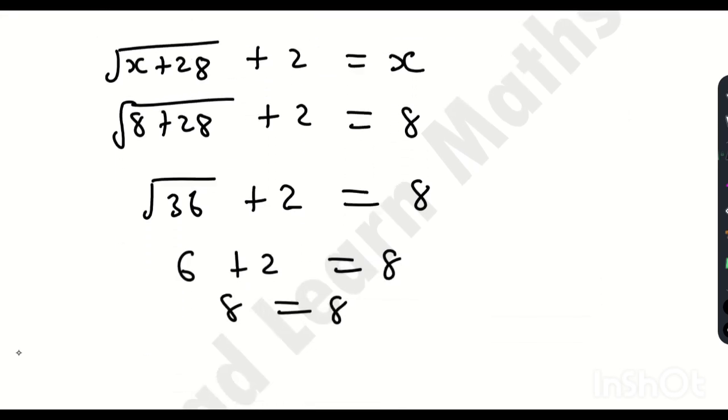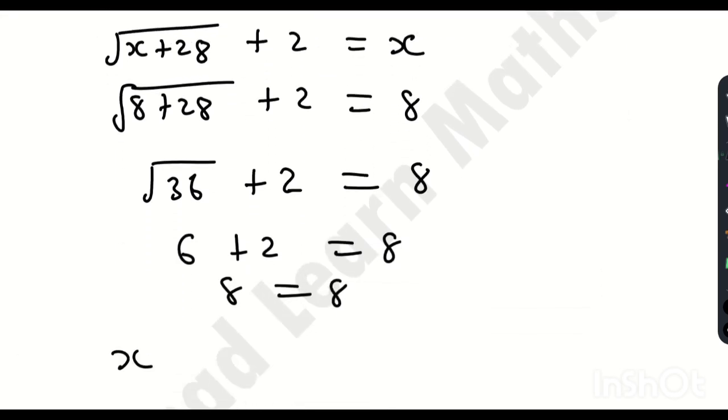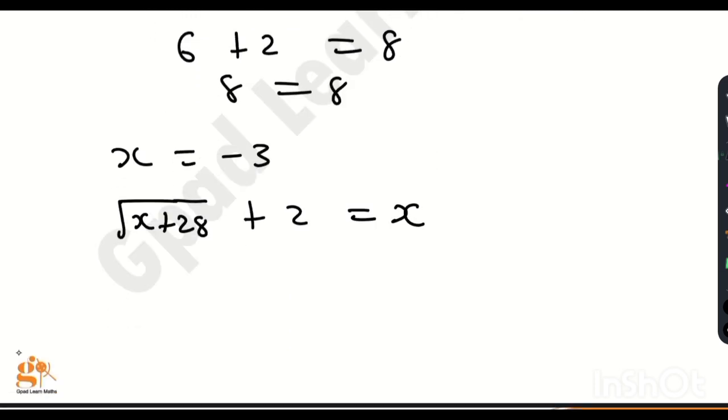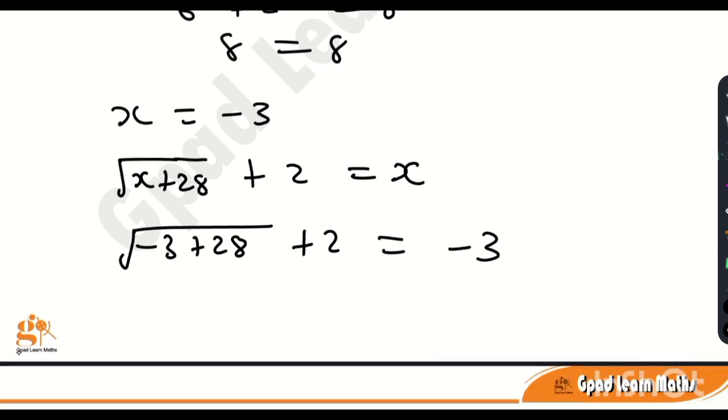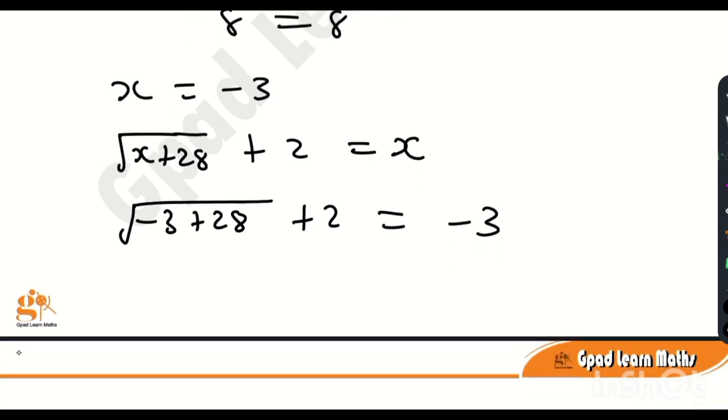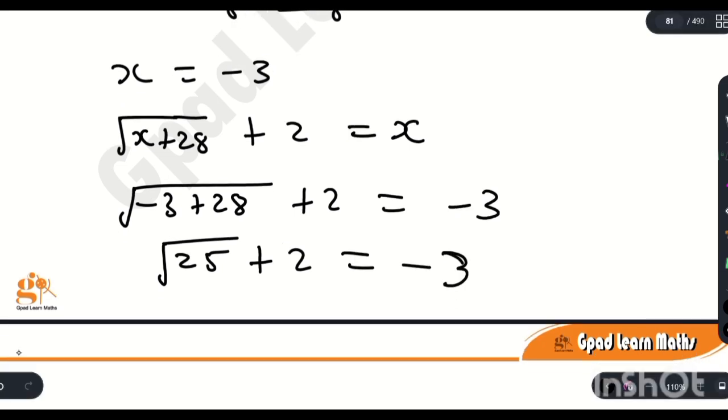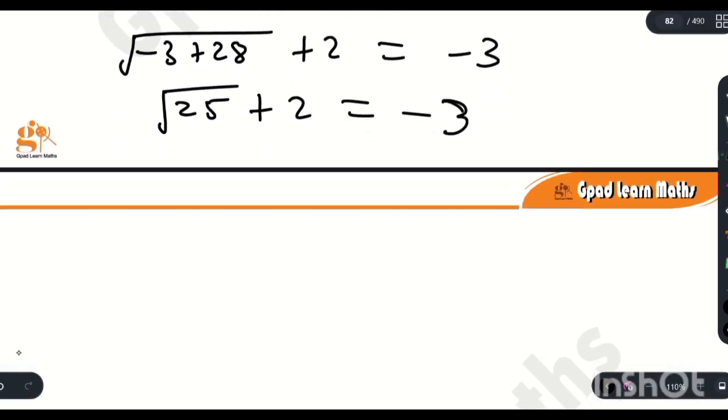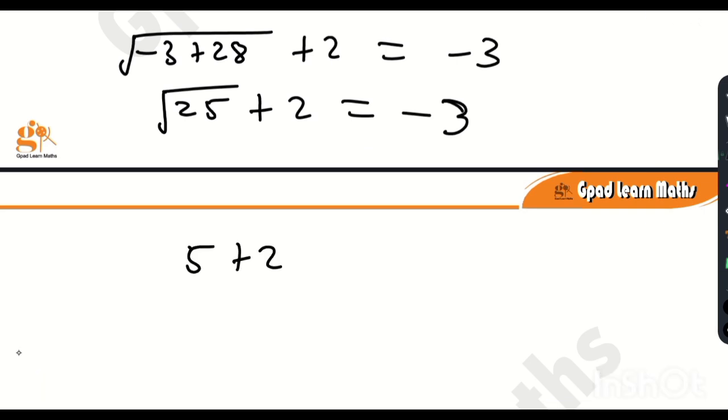Let's test that too. So when x is equal to negative 3, let's plug it into the equation. So I have negative 3 plus 28 in this square root plus 2. Will this give us negative 3 on the right hand side? What is negative 3 plus 28? That's 25. Let's see if this will give us negative 3. Now, this square root of 25 is 5, but 5 plus 2, is this equal to negative 3?